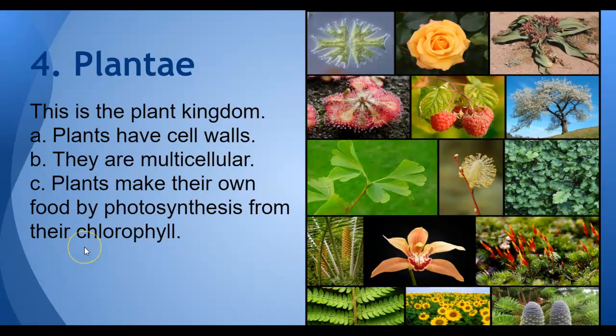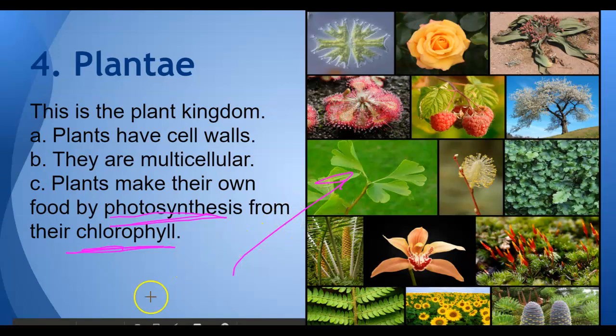The kingdom Plantae, I'm sure you're familiar with plants. This is going to have plant cell walls. Plants are multicellular and plants have a nucleus. Fungus, protists, plants, and animals all have a nucleus. And to be a plant, you must make your food from photosynthesis. Because you use photosynthesis, you have chlorophyll, and that chlorophyll is found in your leaves. We had that in the chapter on cells.